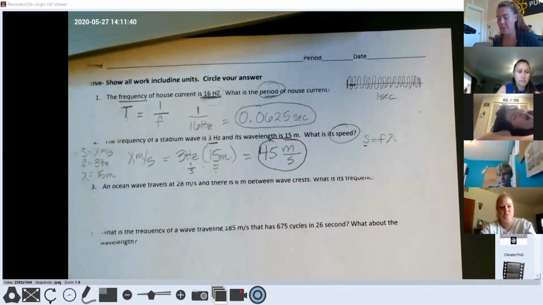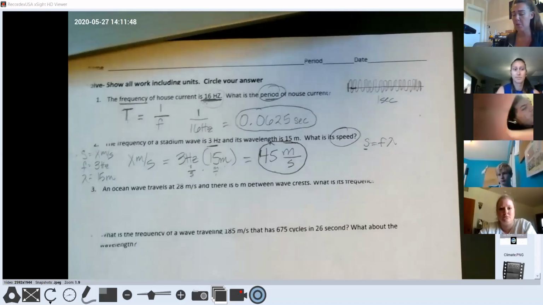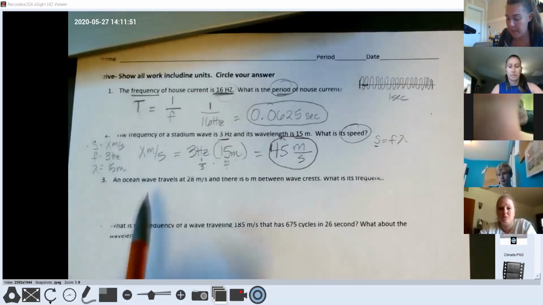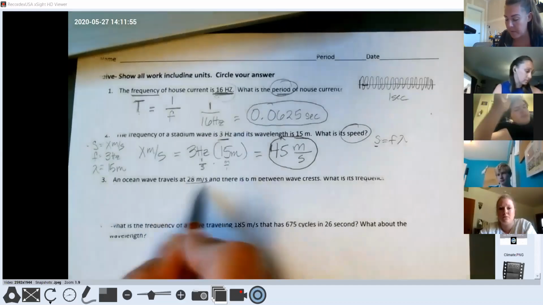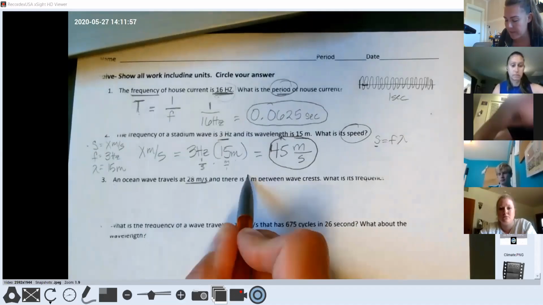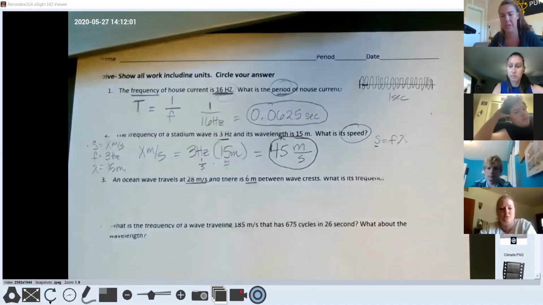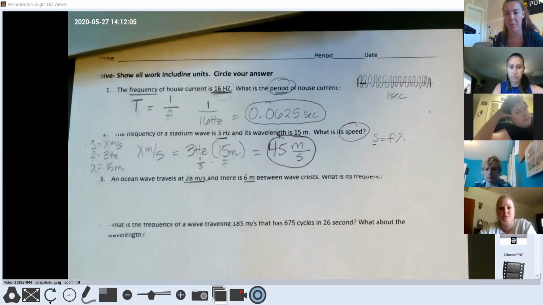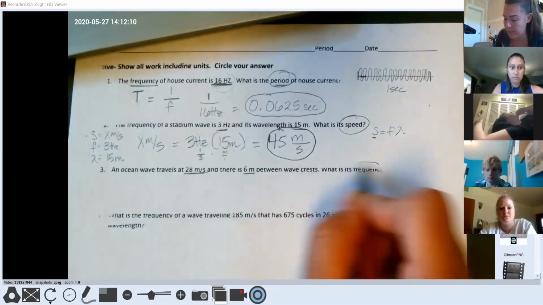Okay, so that's the basic way to find it with frequency and wavelength. Sometimes though we don't get frequency and wavelength, we have to do it the other way. So on the next one, an ocean wave travels at 28 meters per second, so that's a speed. And there is 6, I believe that says 6. Is that what it says, 6, for all you that actually have it? Yeah, I think so. My printer is terrible. Between wave crests, what is the frequency?